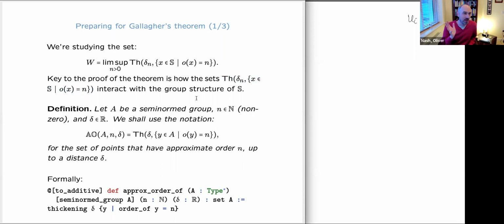These are not just random sets, right? Why can we say something like the limsups of these sets? It's because these sets are not just any old sets. They have certain properties. And what are the properties that we need? Well, it's how they interact with the group structure of the circle. That's what matters.